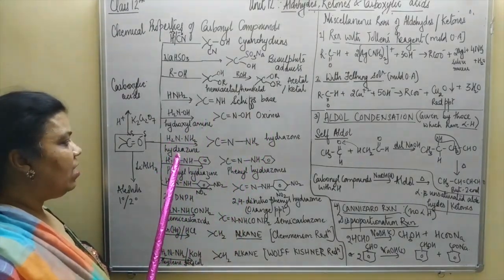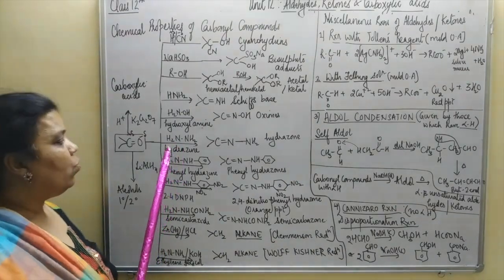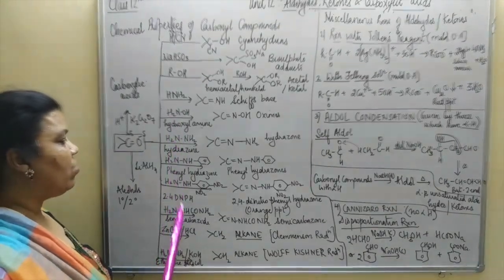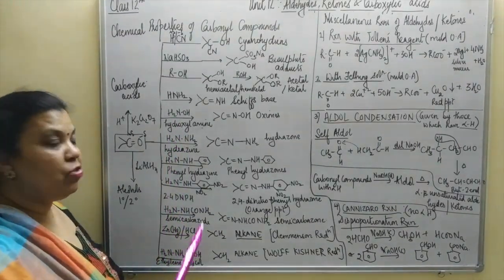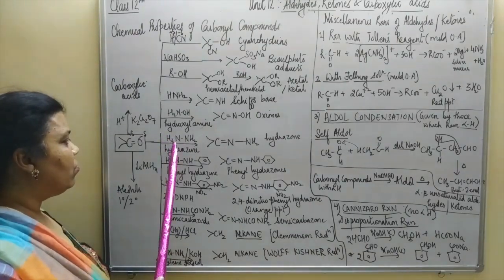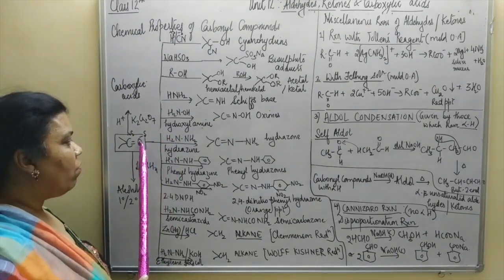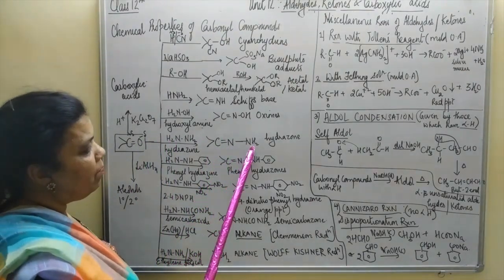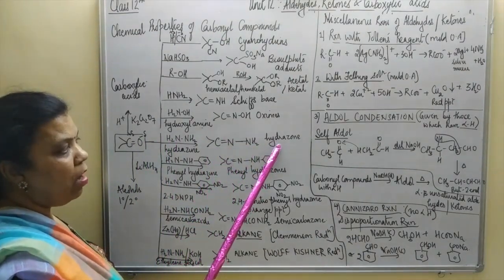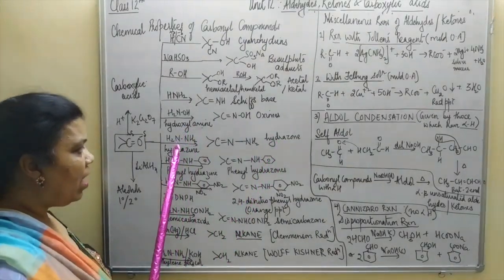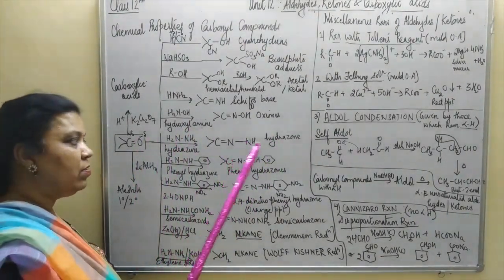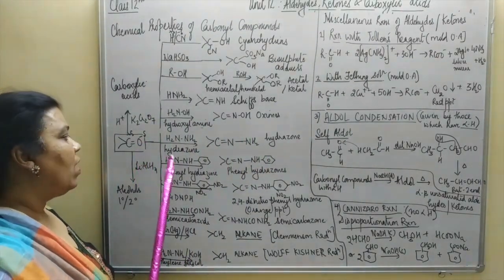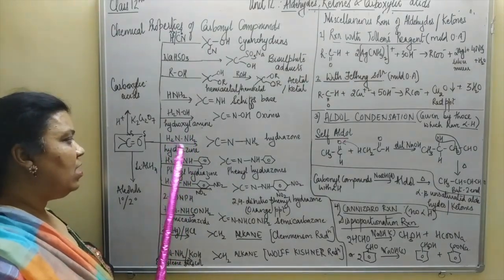Next reaction is with hydrazine. The formula is NH2NH2. Now all these reactions occur in the same way. Condensation reaction will occur and there will be elimination of water. For example, the two hydrogens attached to this nitrogen along with this oxygen will be lost in the form of water and the products formed are called hydrazones. So with hydrazine, they will form hydrazone no matter whether it is an aldehyde or a ketone. Now, this is hydrazine, NH2NH2.